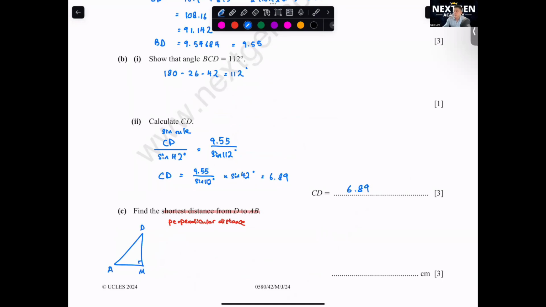DAM. This is a right angle, so you've got 64 degrees, and then you've got 6.5. You want to find the opposite side. This one is your hypotenuse. So sine 64 degrees equals to DM over 6.5. DM is 6.5 multiplied by sine 64 degrees, which you will get 5.84 cm.